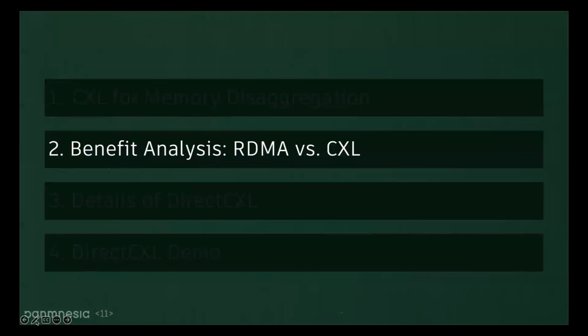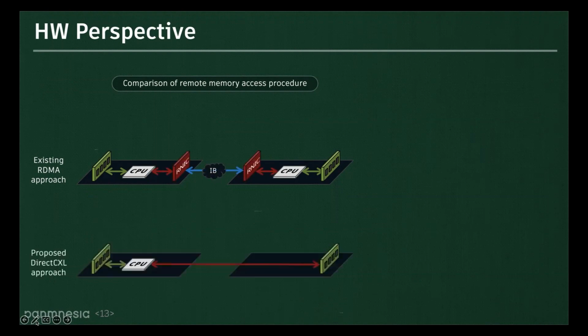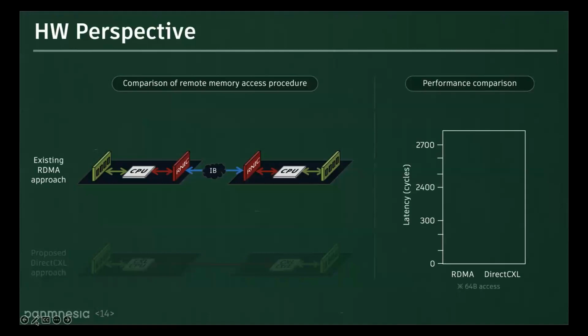From now on, I will show the benefits of CXL-based memory disaggregation compared to RDMA from both hardware and software viewpoints. From the hardware viewpoint, RDMA requires network connections such as InfiniBand, so we need a network interface card with RDMA support called RNIC. In contrast, CXL enables direct access to the remote memory, but we need a CXL-enabled CPU and a CXL controller for the device. We compare the single cache line load latency of RDMA and Direct CXL.